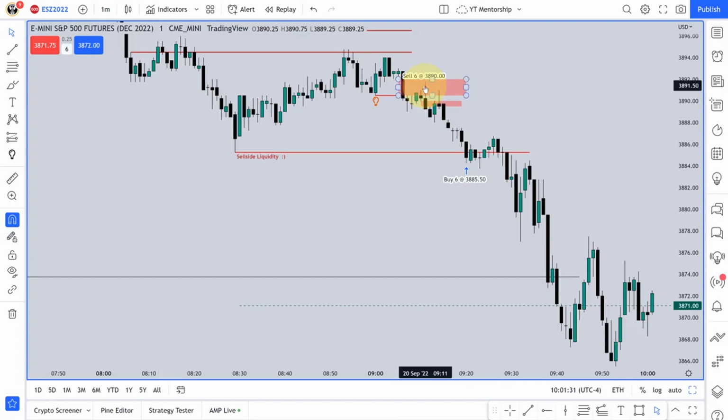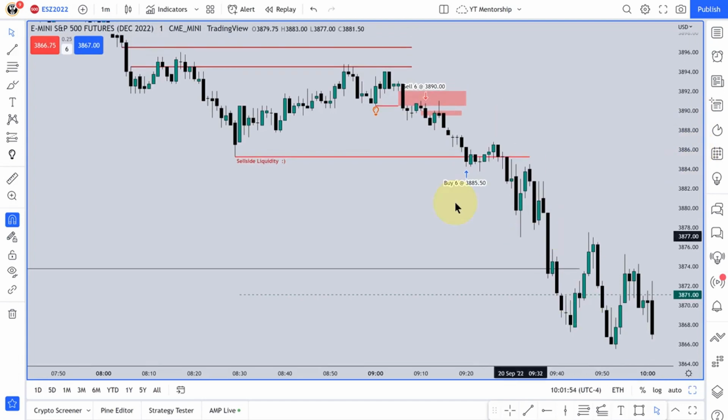Okay, you can see there's my entry, 6 contracts. The exit, I just failed to get below the low of this candle here, so 38.85 and a quarter. I was off by a quarter point, so I couldn't even match that because I was trying just to bail on the trade, and ultimately it went where I wanted it to go, but it's okay.